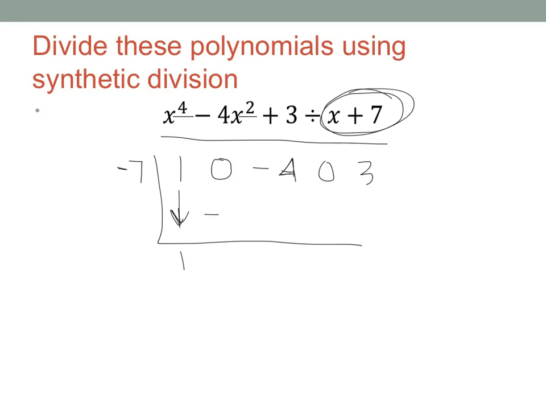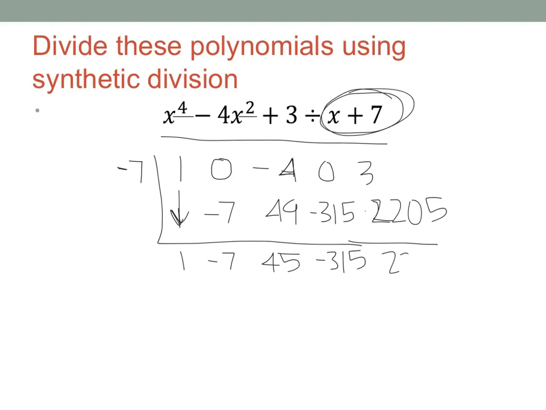-7 times 1 is -7. Add down, I get -7. -7 times -7 is 49. Okay, and then let's see, -4 plus 49 is 45. And -7 times 45 is definitely -315. Okay, and then we get -315 times -7, which is actually positive 2,205. And so then I add down again and get 2,208.